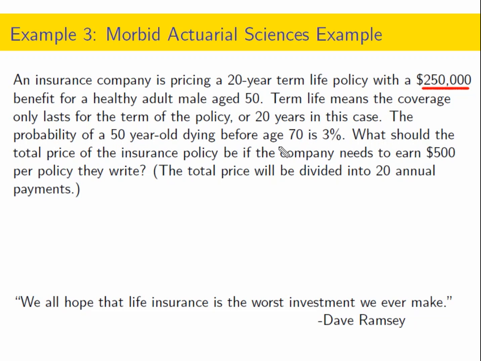And in this case, 50-year-olds have a 97% chance of living the next 20 years. So only 3% of them are going to pass away. And so the question is, what should the total price of the insurance policy be if the company needs to earn $500 per policy they write? So there needs to be enough of the total price to pay for the times that they have to pay out the $250,000, but they also need to earn $500.